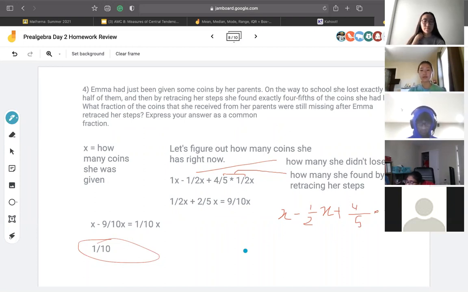And then if we simplify, that gives us 9/10 x. So that's how many coins she has right now. And the fraction that's missing is x minus the amount she has right now. So that gives us 1/10. So good job if you got that right, which most of you did.